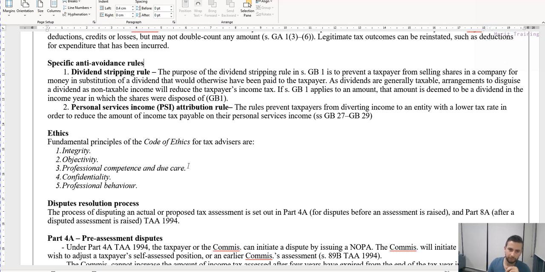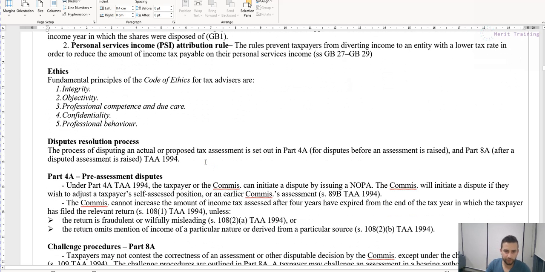Anyway, moving forward. So, the dispute resolution process. This is basically when you lodge your tax return and the commissioner says, I disagree with this, I'm going to lodge an amendment. And then you say, well, I disagree with your interpretation, so I'm going to lodge a dispute resolution process. The process for this is set out in Part 4A, which is for disputes before an assessment is raised, and Part 5A, which is after a disputed assessment is raised.